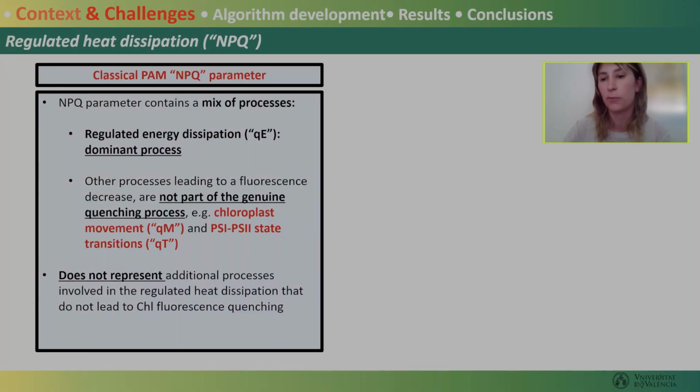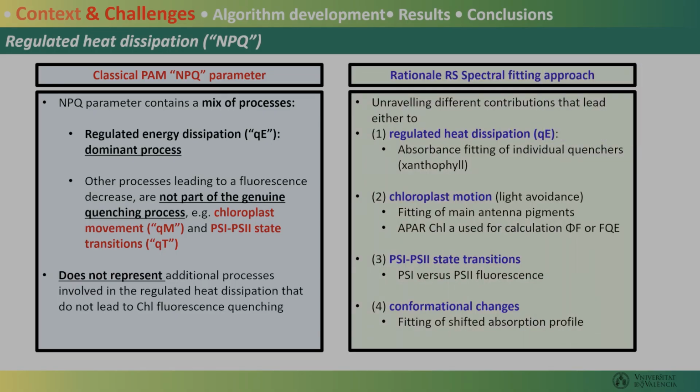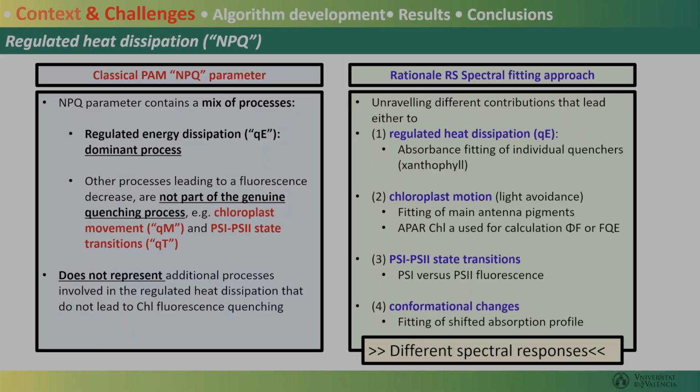For example, chloroplast movement. Once your chloroplasts move, your absorption will lower, and therefore you will also have a lower emission in fluorescence. So this can also affect your NPQ parameter, and therefore it's a bit difficult to disentangle all the different processes from the NPQ parameter. However, the dominant one is this qE. Additionally, there are also other processes in the quenching that will not necessarily lead to fluorescence quenching. So the rationale that we want to apply in the spectral fitting is that we are able to, step by step, try to resolve all the different spectral responses to these individual processes.